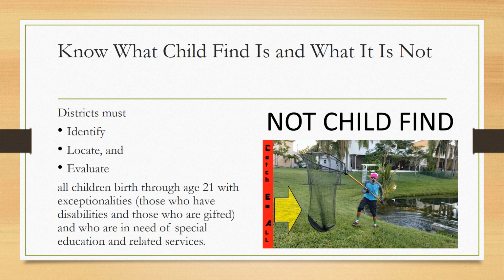Child Find is the process that schools use to identify children with disabilities birth through age 21 who need special education. In Kansas, Child Find also includes school-age children who might be gifted and in need of special education. Child Find does not mean that every student for whom we have a concern or who might need intervention should be evaluated. It does mean that if we suspect an exceptionality and a need for special education, we should evaluate.